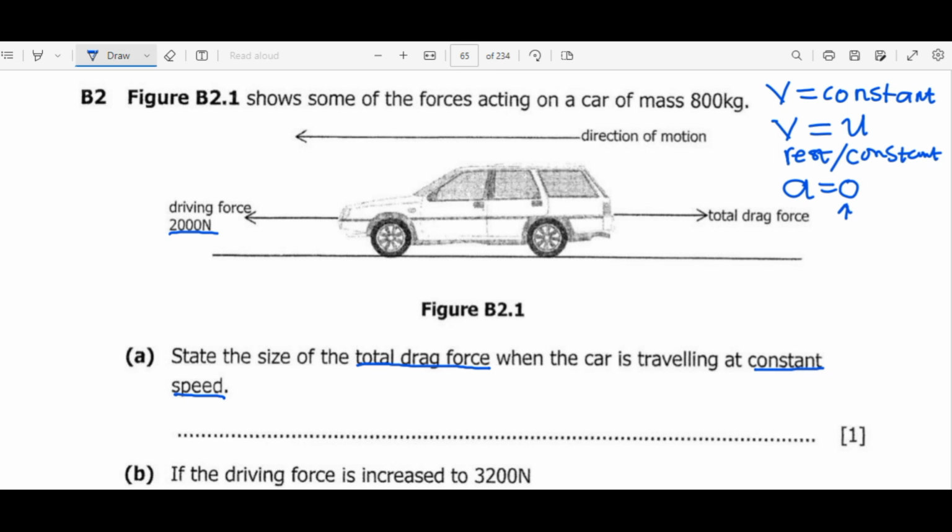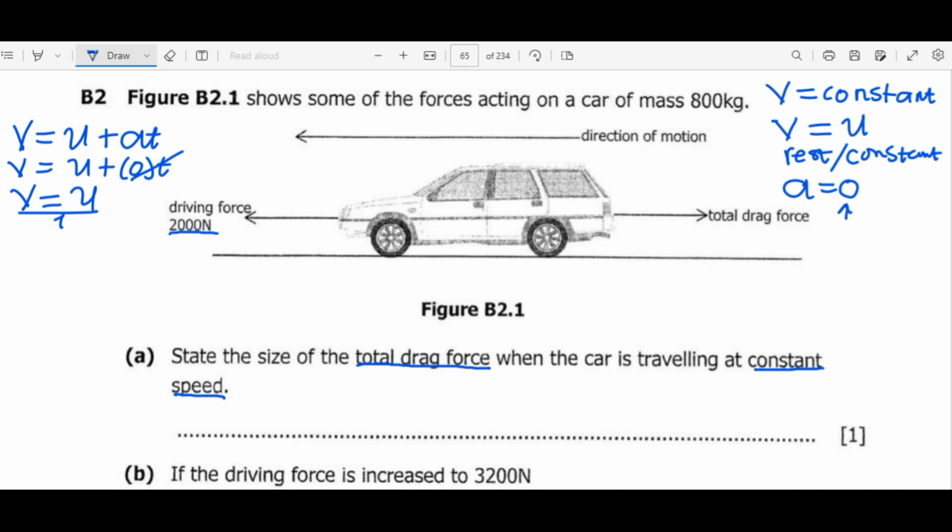So let's use this formula. We know that final velocity is equal to u plus at. Now we know that the acceleration is 0, times t, so we can just cancel this. We have seen that the initial velocity must equal the final velocity. Now if this is the case, how can we relate the movement at a constant speed with finding the total drag force, or the force that is opposing this motion?